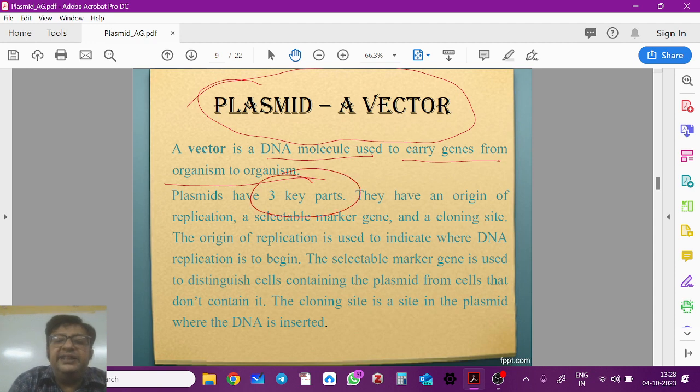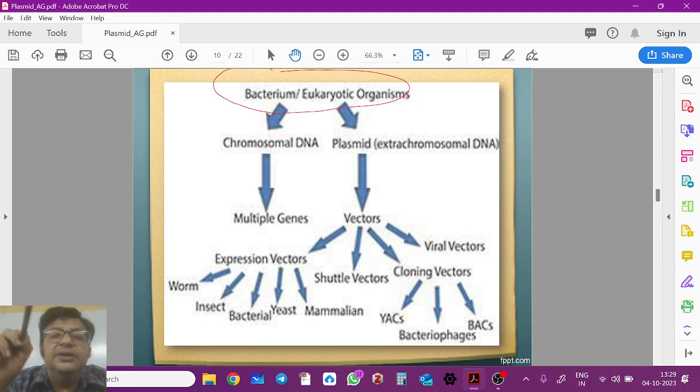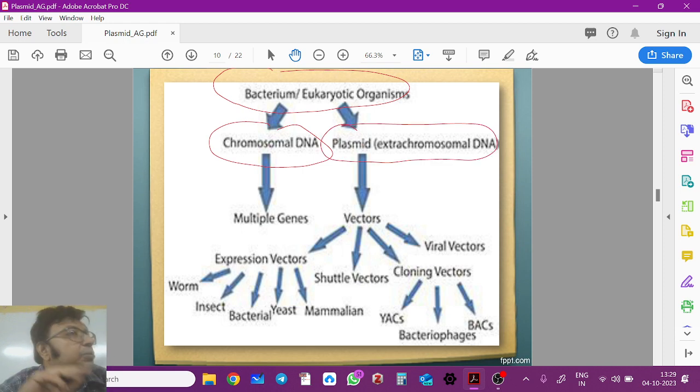We have seen there are three key parts: origin of replication, multiple cloning site, and selectable marker. These are the three major points for a plasmid. Next slide. In a bacterium or in a eukaryotic organism, you have the chromosomal DNA and a plasmid, which is extrachromosomal DNA. Chromosomal DNA has multiple genes. Plasmids are known as vectors.